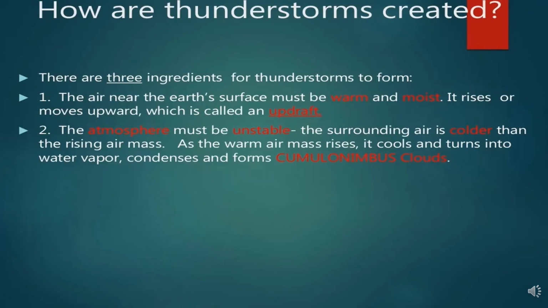How are thunderstorms created? There are three ingredients for thunderstorms to be created. Number one, the earth's surface must be warm and moist. It rises or moves upward, which is called an updraft. Number two, the atmosphere must be unstable. The surroundings are colder than the rising air mass. As the warm air mass rises, it cools, turns into water vapor, condenses and forms cumulus clouds.